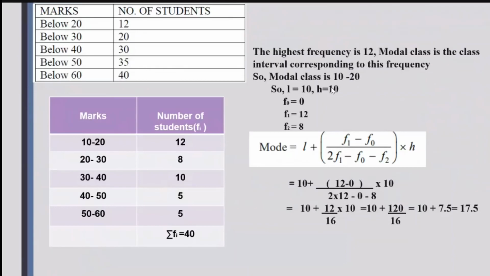It means that the maximum students have the marks as 17.5. So I hope this question is clear to you.